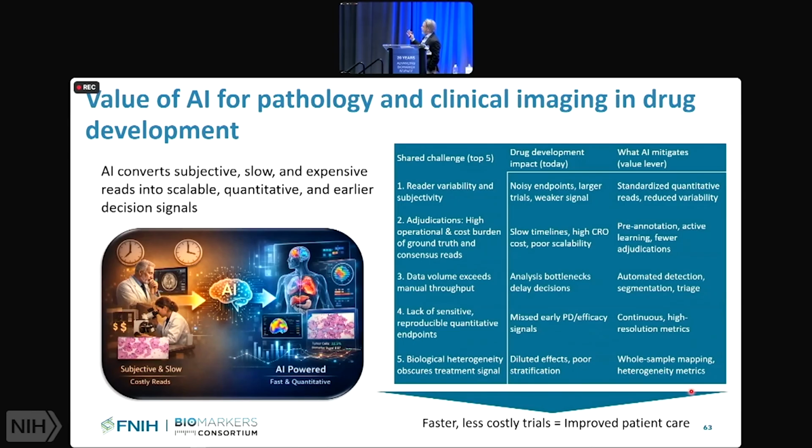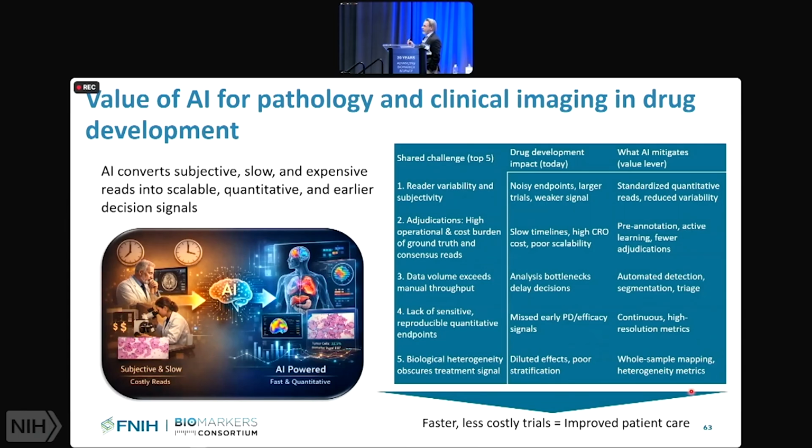One of the biggest challenges that we have in traditional imaging and pathology is the variability and subjectivity that inherently exists as we try to read these images, as a human reads them and tries to determine what they are seeing essentially and sort of aligning on that. So we see a lot of reader variability.